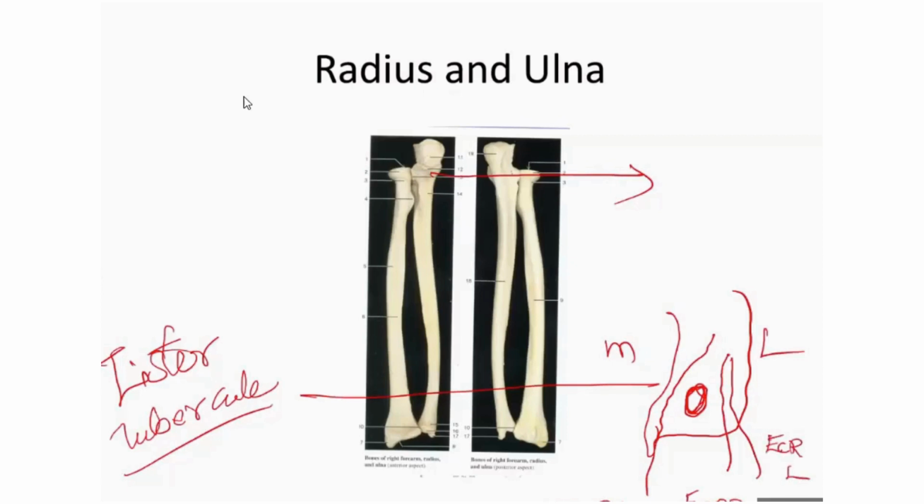Dorsal tubercle is a feature of the posterior surface of the radius, which is related to the following tendons: one tendon medially and two tendons laterally. The tendon related medially is extensor pollicis longus, and those present laterally are extensor carpi radialis longus and extensor carpi radialis brevis.